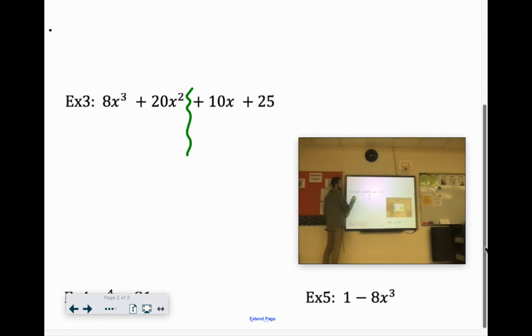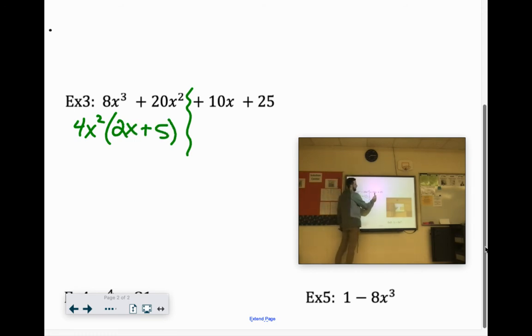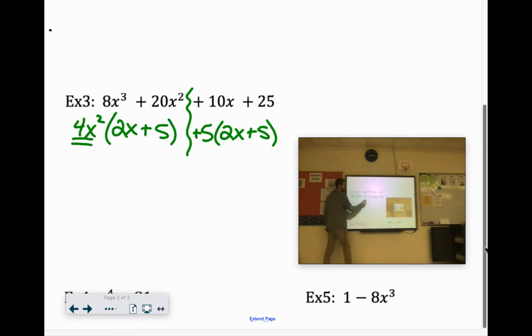So the greatest common factor on the left would be 4x squared, which leaves us with 2x plus 5. Greatest common factor between 10 and 25 would be 5, which leaves us with 2x plus 5. So the stuff on the outside, 4x squared plus 5, would go in one set of parentheses. The other set is the 2x plus 5 that they have in common.